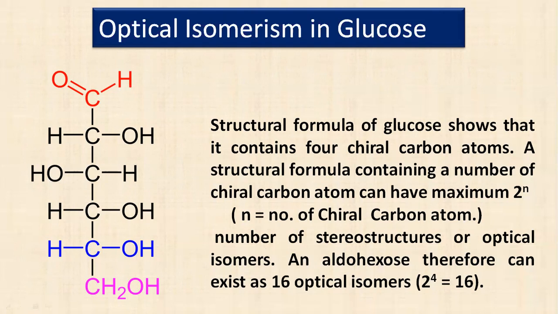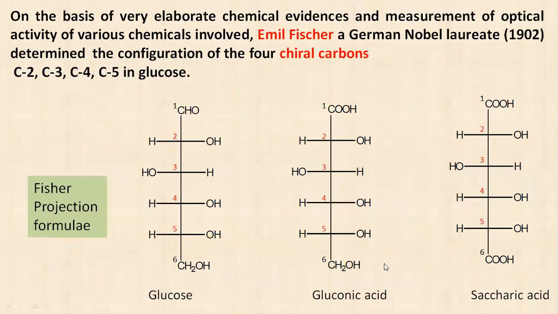That is 2 raised to n, where n stands for the number of chiral carbon atoms. Here in the structure of glucose, as it contains 4 chiral carbon atoms, 2 raised to 4 is 16, so we get 16 optical isomers for glucose. And on the basis of very elaborate chemical evidence and measurements of optical activity of various chemicals involved in this process, the scientist Emil Fischer determined the configuration of the 4 chiral carbons.